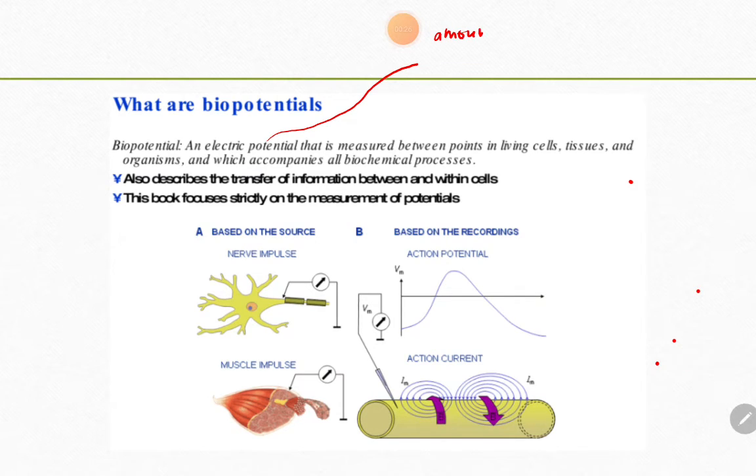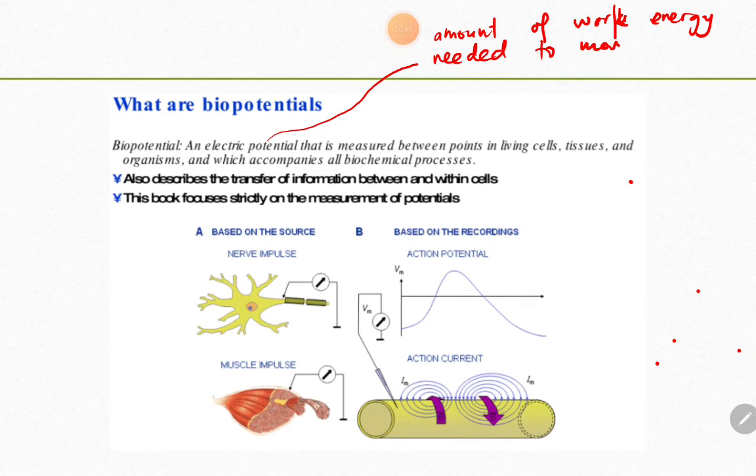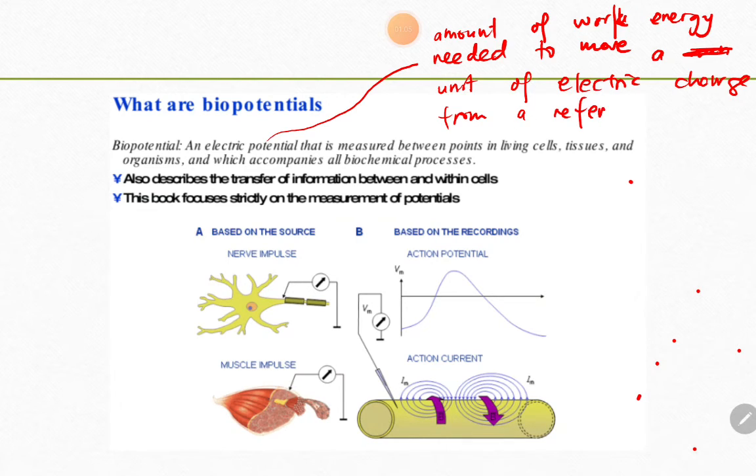It is the amount of work, energy, tenaga, work energy ataupun tenaga needed to move a unit of electric charge from a reference point to another specific point. Okay, lagi sekali, what is electric potential? It adalah tenaga yang diperlukan untuk menggerakkan satu unit electric charge from a reference point to another specific point. Okay.